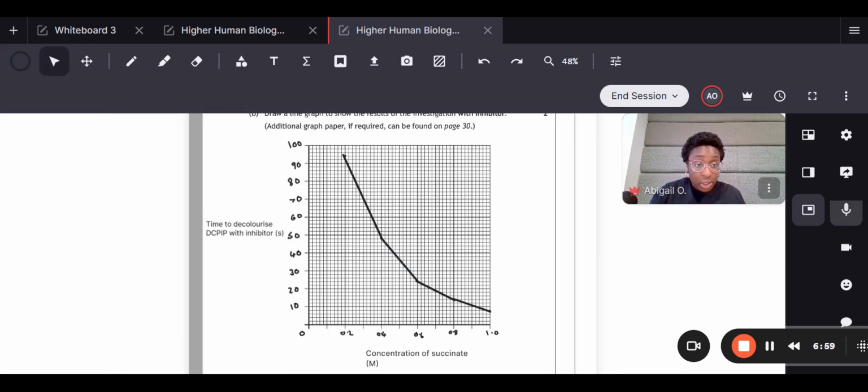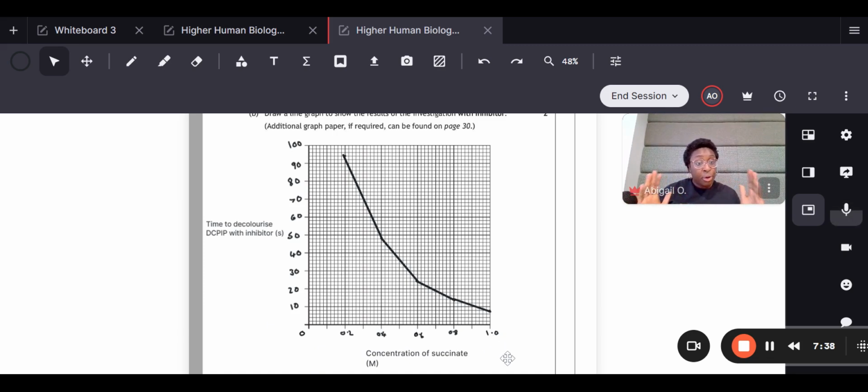But the things that we had to do here to make an accurate line graph is, number one, we had to label our axes. So we had concentration of succinate in moles here. That's taken verbatim from the table. And we have the time to decolorize DCPIP with inhibitor in seconds, again, taken directly from the table. We have a scale for our y-axis going up in tens, okay, and that's talking about the seconds. So from 10, 20, 30, all the way up to 100. And then along the x-axis, we have the concentration of succinate. Now, I've decided to do 0, 0.2, 0.4, 0.6, 0.8, and 1.0.